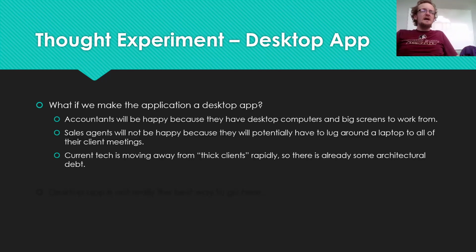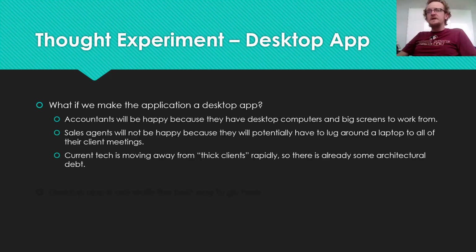So if we are to make a desktop application that's going to implement this PNC system, what's going to happen is you're going to have staff accountants. They're going to be in their offices, and they're going to be okay. They're going to have desktop computers with really big monitors. They're going to be happy to do their work on a desktop application. It's not unlike people who are using Word every day. The sales agents, however, are probably not going to be happy about it.